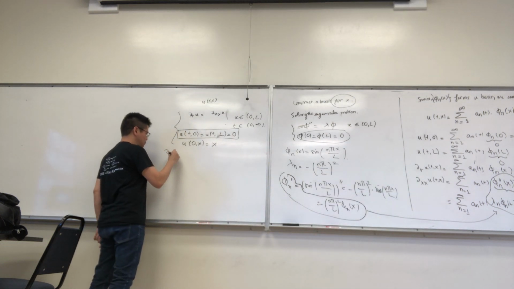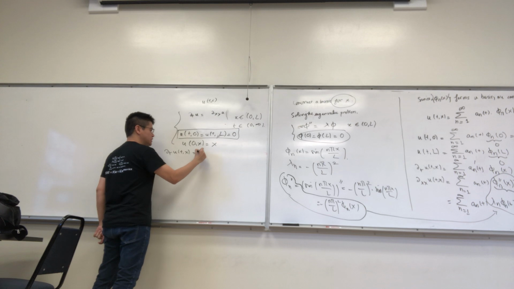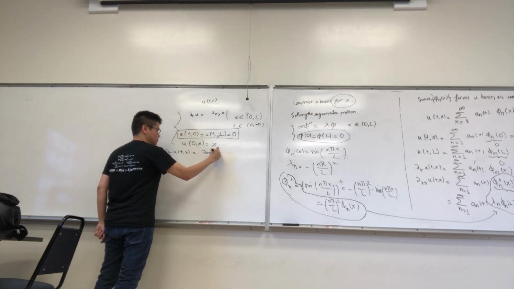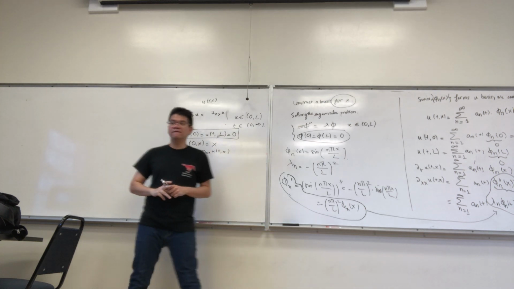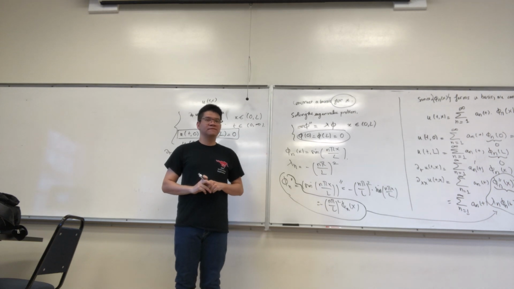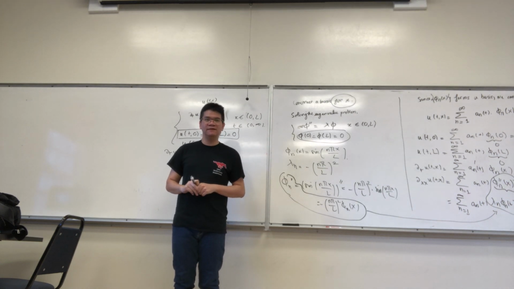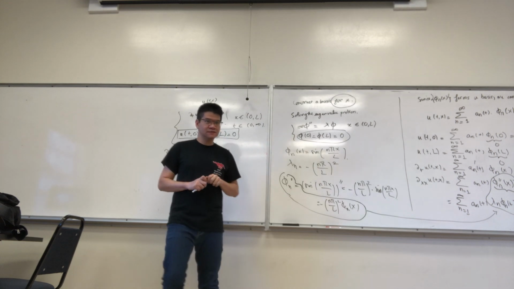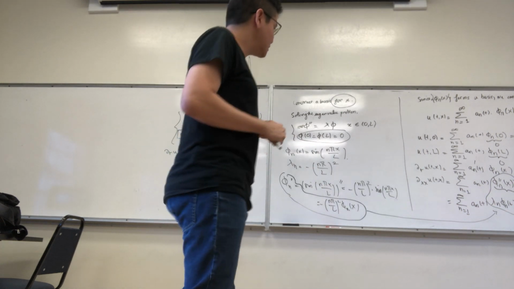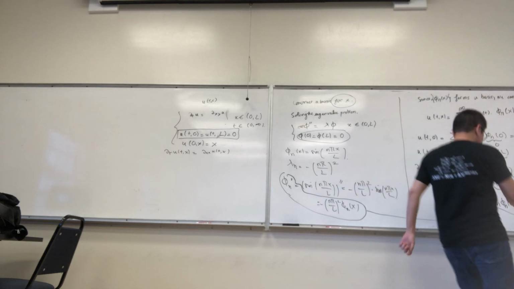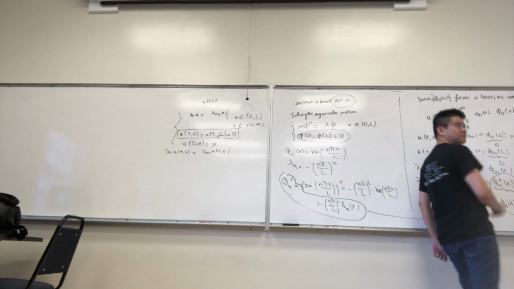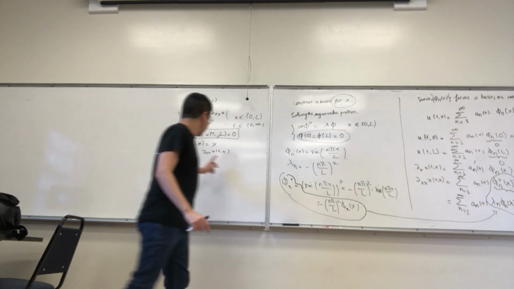Right? So now I go back to this equation. I have d_t of u(t,x) is equal to d_xx of u(t,x). What can I say about the coefficient a_n? Is it a_n of x or a_n of t? This is t. Right? So now let us come back to this equation.